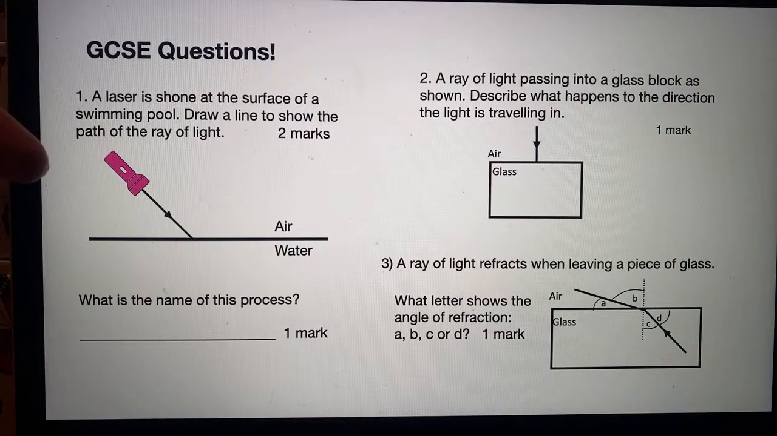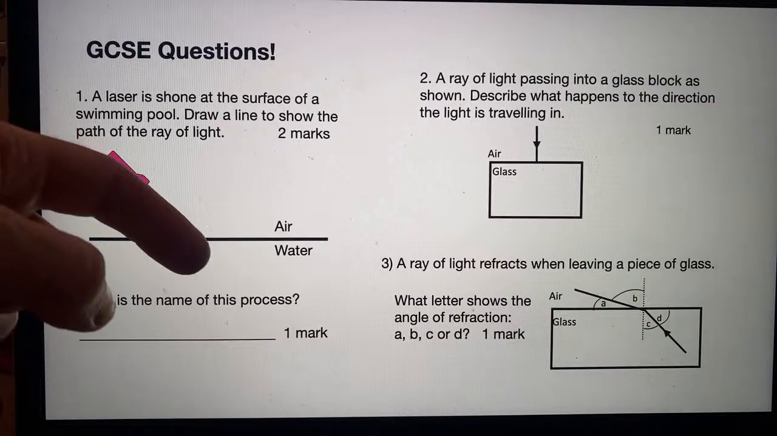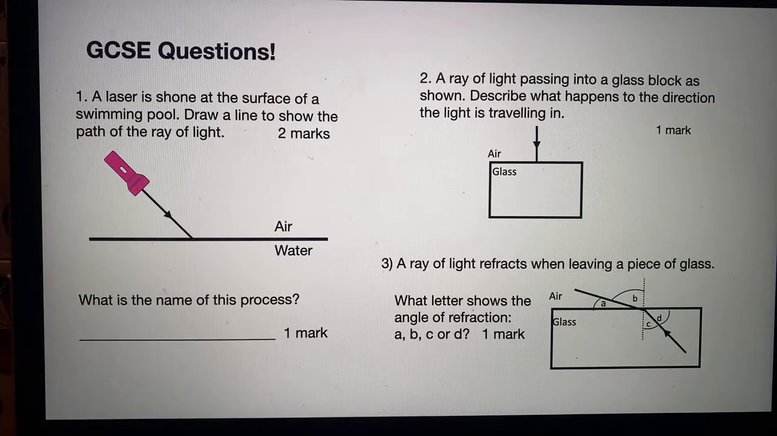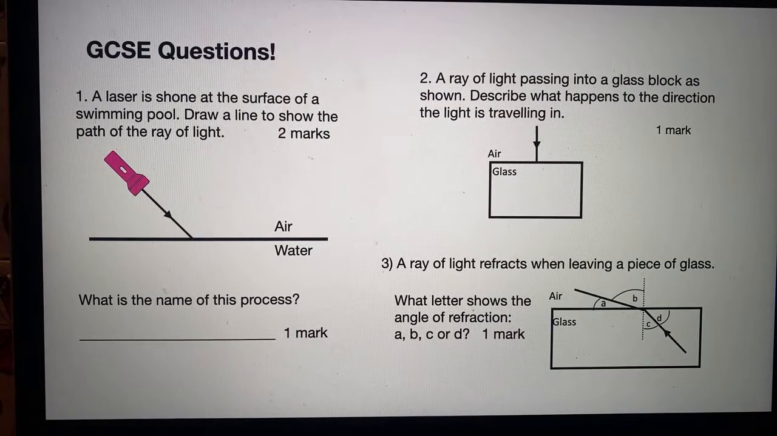So you've got a laser pointer shining a ray of light at a swimming pool from an angle. It starts from the top left and shines towards the bottom right. The laser light is travelling through the air and it's hitting the surface of the water. What is going to happen? Draw a line to show the path of the ray of light. What is the name of that process?